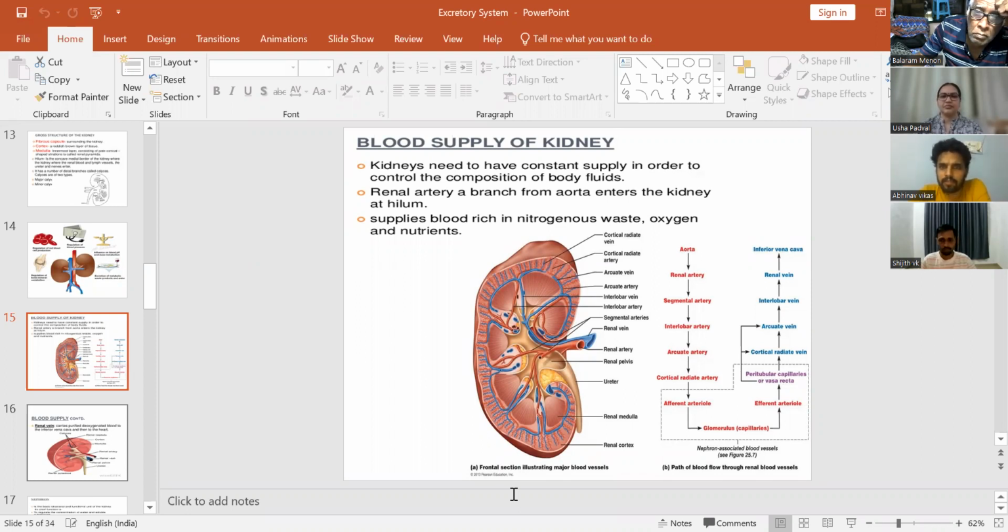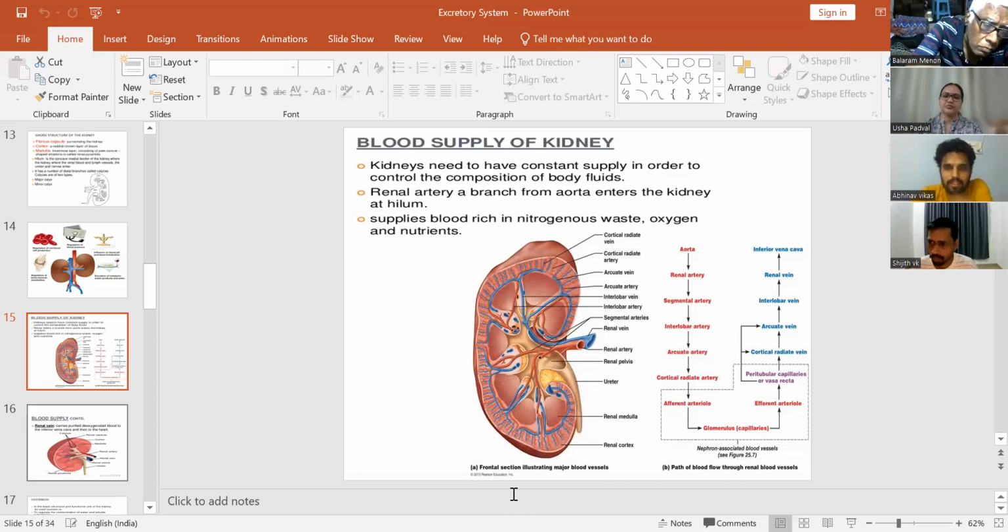Well, the renal artery is a branch from the aorta, enters the kidney at the hilum, and supplies blood rich in nitrogenous waste, oxygen, and nutrients. See, there are two things. One is that the kidney needs a blood supply, and through the kidneys the blood will go and get purified. What happens if blood is not purified? You can take all the minerals, whatever is there, it is purified in the kidney.